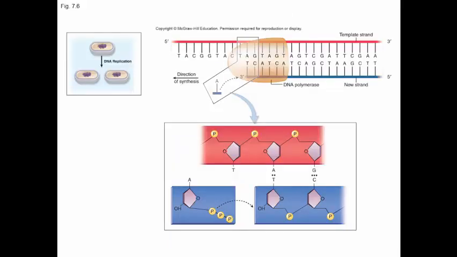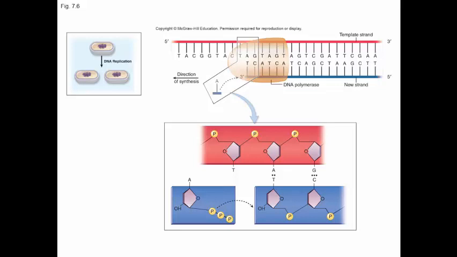The old strand is always going to serve as the template. If you notice there on the upper part there, the red, that's the template strand. You're going to have an enzyme called DNA polymerase. It's going to read the information on the template and say, okay, I'm making the new strand. So wherever there was an A on the template, there's going to be a T, a thymine, on the new strand.